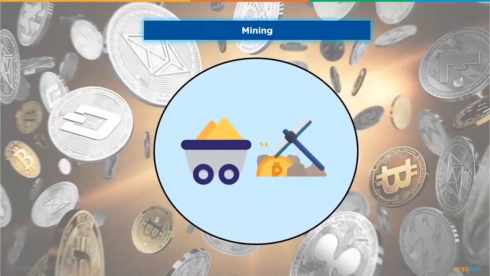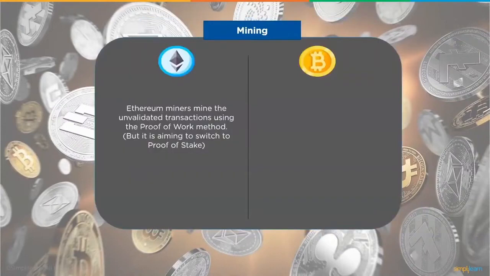As we have covered the algorithm and programming language of both cryptocurrencies, now let's take a look at the mining process of both. Mining is a process in which transactions made are validated and added to the blockchain public ledger in blocks, and the people mining these blocks are called miners. Ethereum miners mine the unvalidated transactions using the proof of work method, but it aims to switch to proof of stake because it will make its network more immune to centralization, energy efficient, and stronger support for its shared chain. On the other hand, similar to Ethereum, Bitcoin miners also use the proof of work method to mine unvalidated transactions.